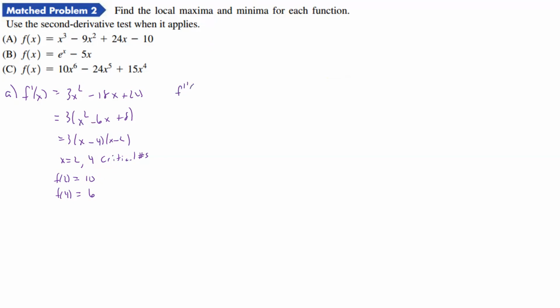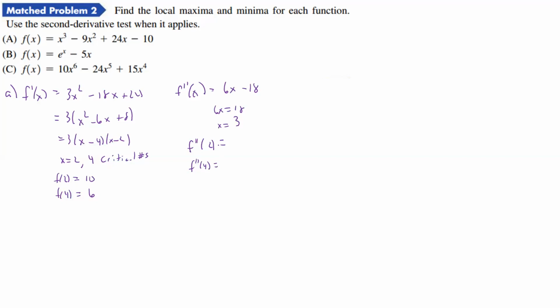So that gives us f double prime equals 6x minus 18. If we set this equal to 0, 6x equals 18, x equals 3. That's kind of just to get a critical number. And now what we have to do is evaluate f double prime at our 2 and our 4 and figure out what they are.